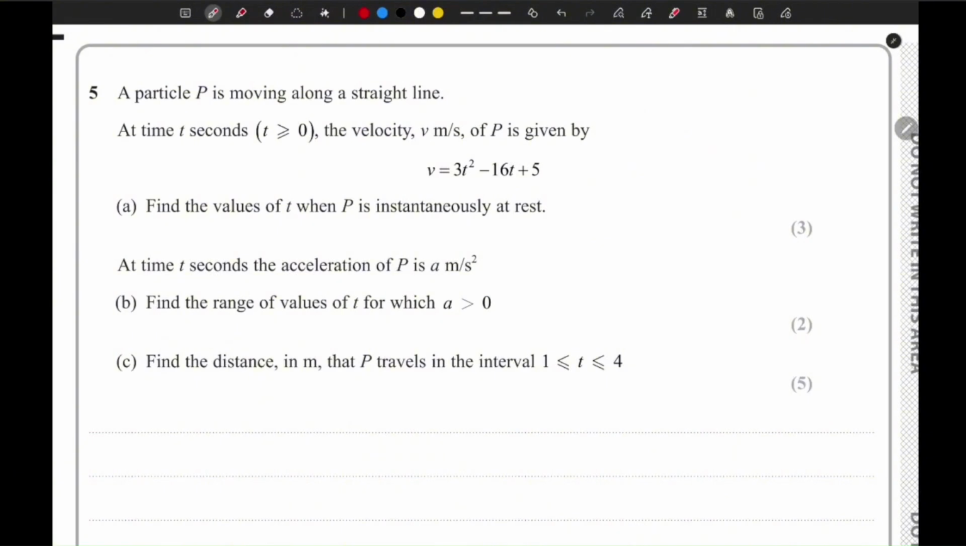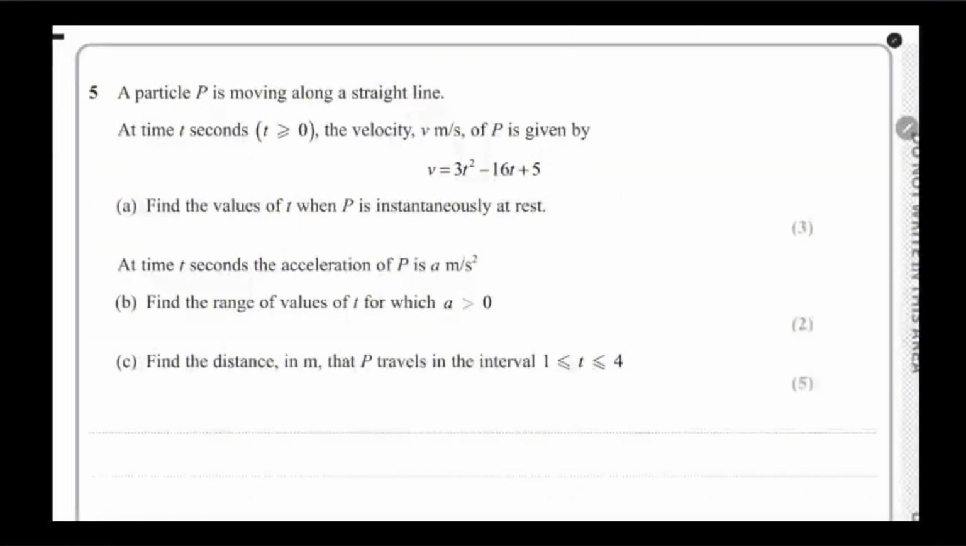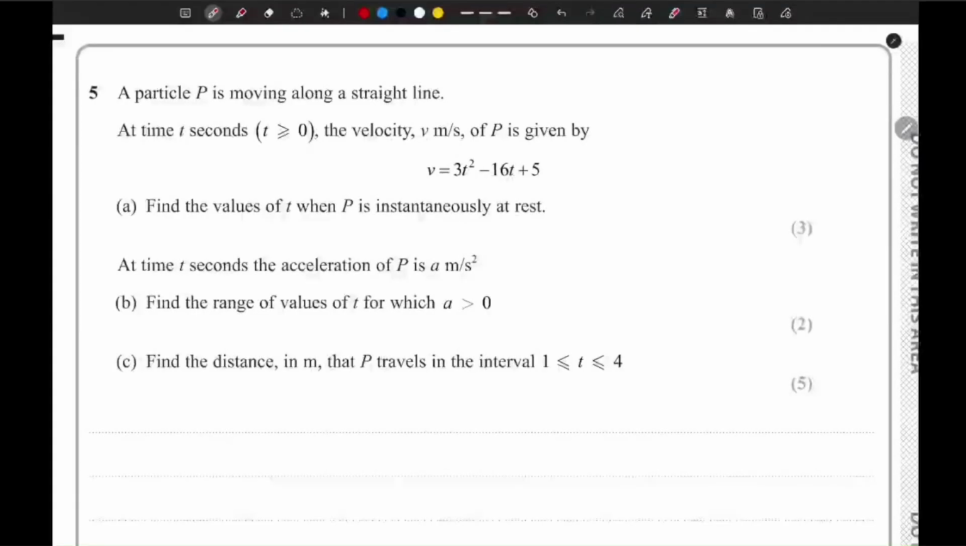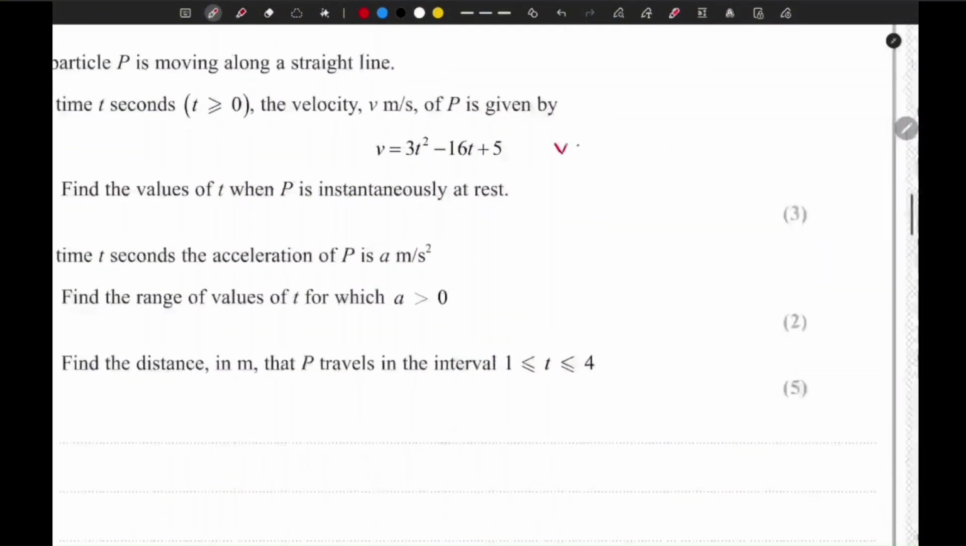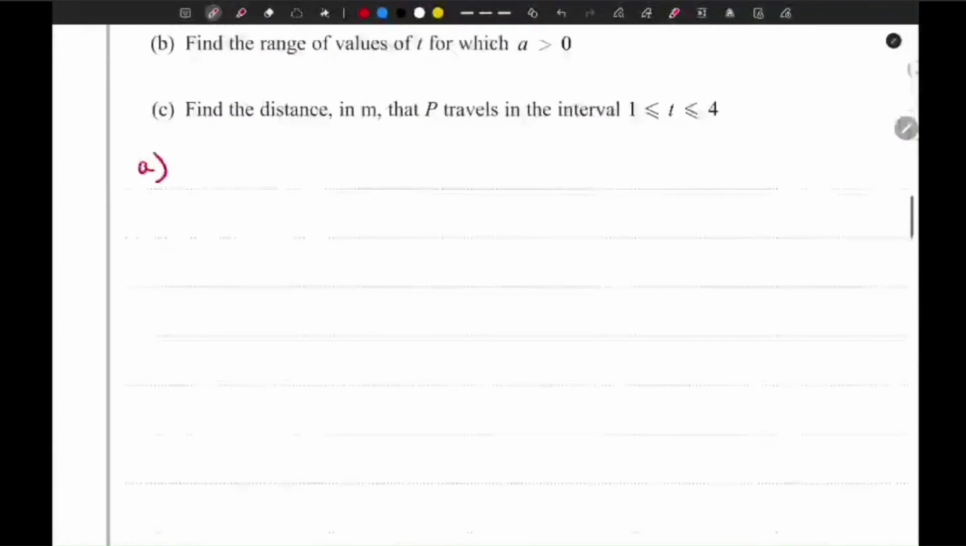Moving on to the next question, we have a particle P which is moving along a straight line at time t seconds, where t is greater than or equal to 0. The velocity v meters per second of P is given by this equation. Now in the first question, we need to find the values of t when P is instantaneously at rest. So we know that at rest, the velocity is 0. So we just need to solve this equation to find out the values of t.